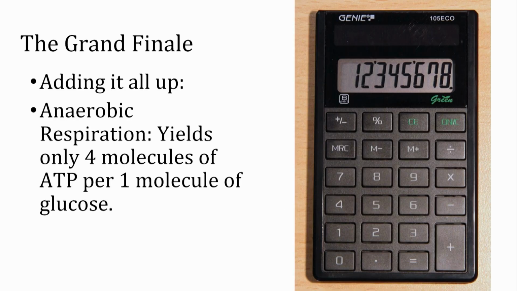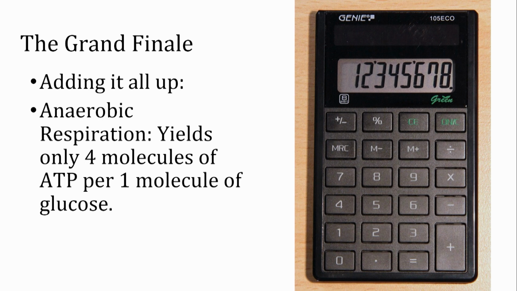Okay, so let's add it all up. What's the grand finale here? Okay, let's add everything up. So anaerobic respiration yields only 4 molecules of ATP per 1 molecule of glucose. That's really not that much, right? Just 4 molecules of ATP.